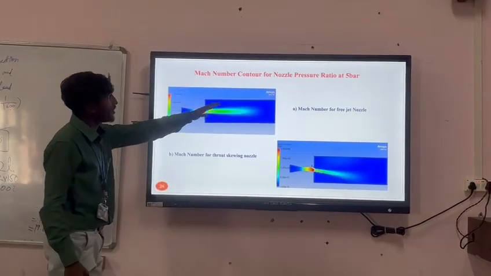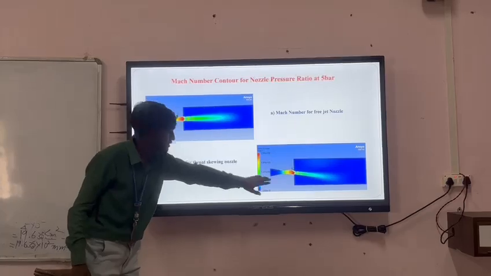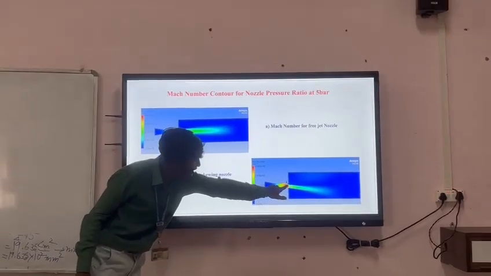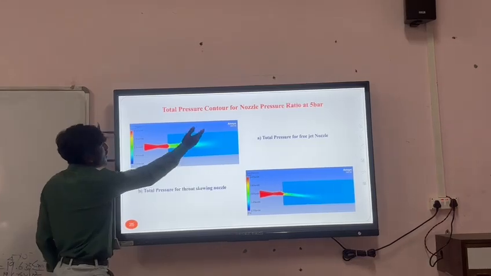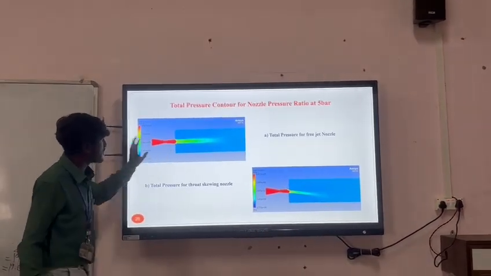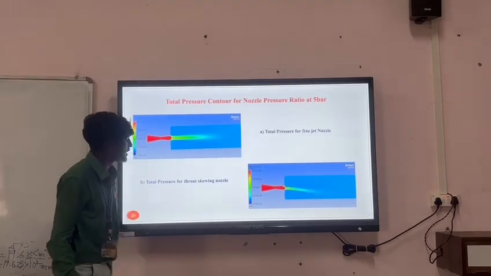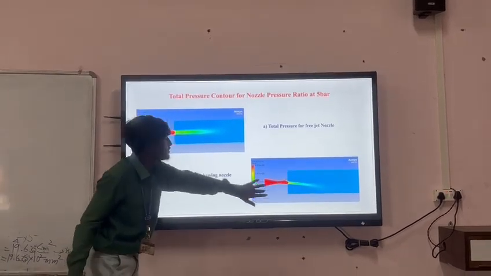This is a contour plot of the 5 bar. This is the free jet Mach number. This is the injected jet. We have deflection of the exhaust created. In this total pressure, the pressure ratio is 5 bar, the total pressure is a free streamline flow which is detached, and in that some angle of deflection will be changed.